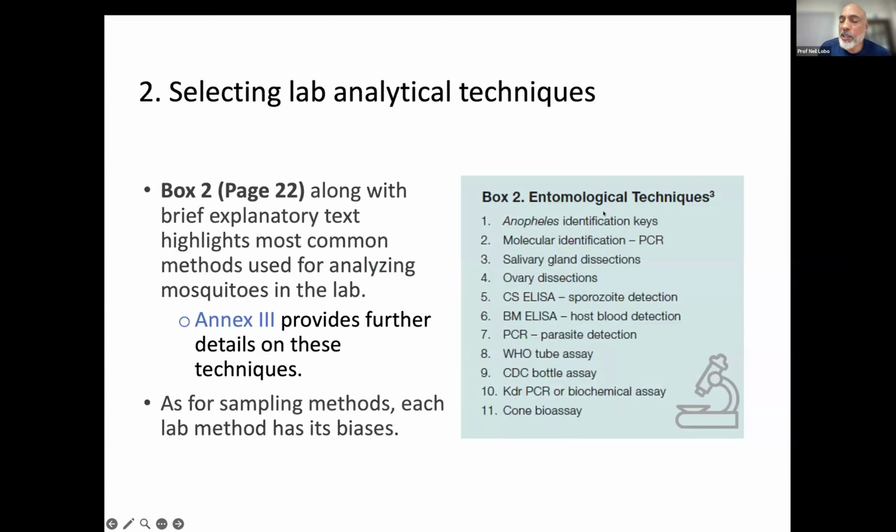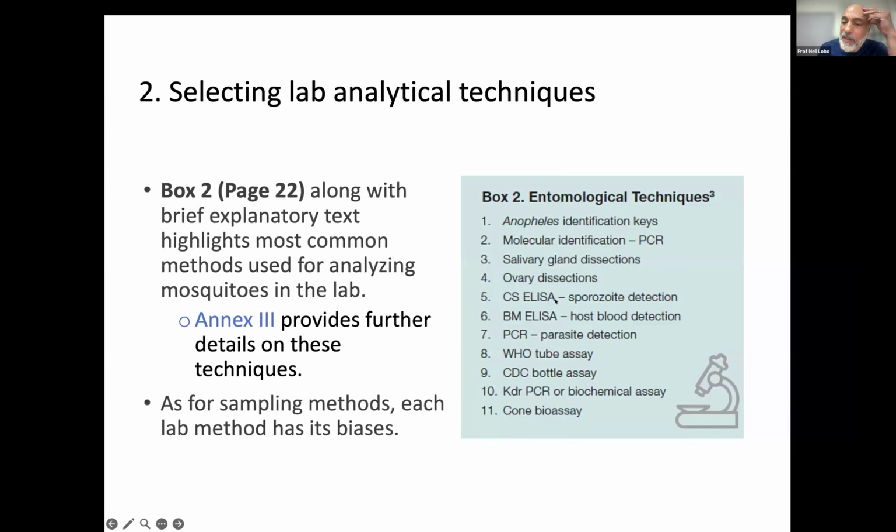Entomological techniques would be Anopheles identification keys, identifying your mosquitoes morphologically to species. Then we have molecular identification using PCR. So you can do PCR or sequencing to understand what species you have. Salivary gland dissections to look at sporozoites. Ovarian dissections to look at parity rates.